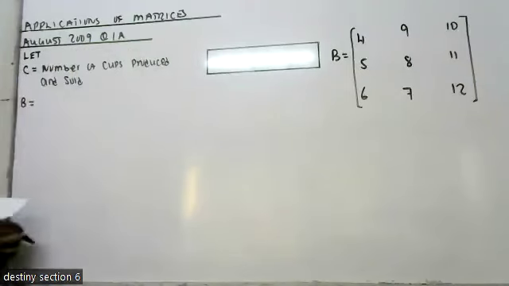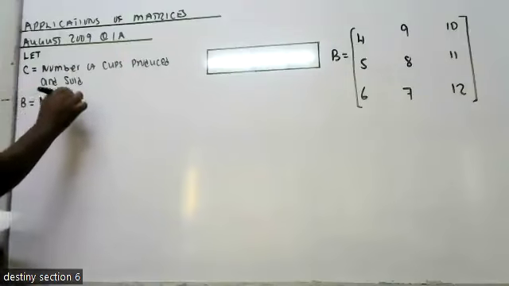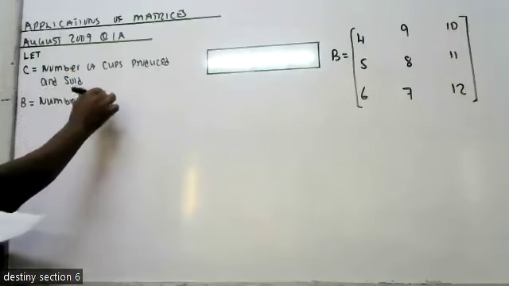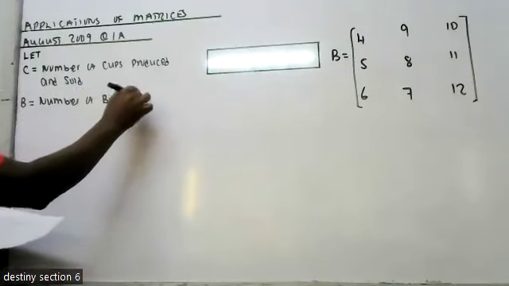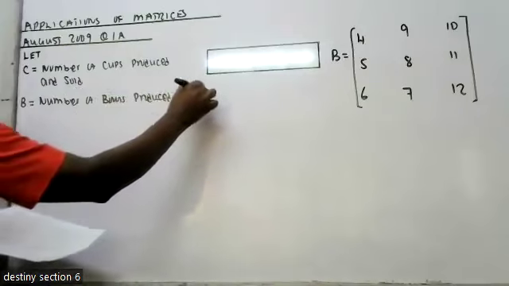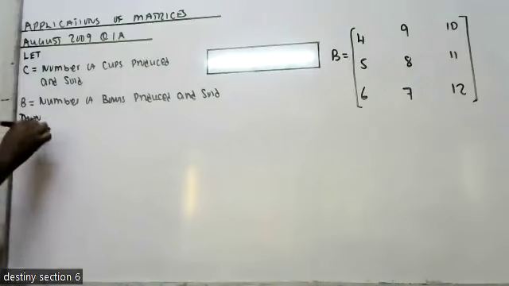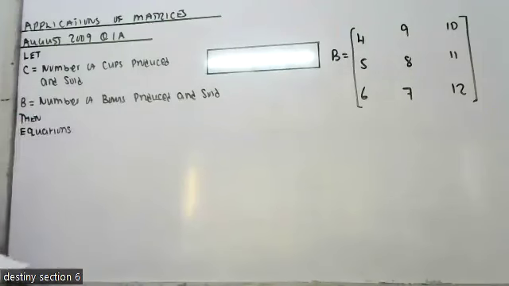B represents the number of balls produced and sold. Then equations. Equations will be like this.